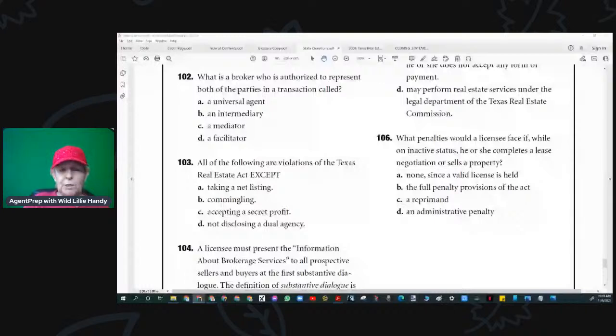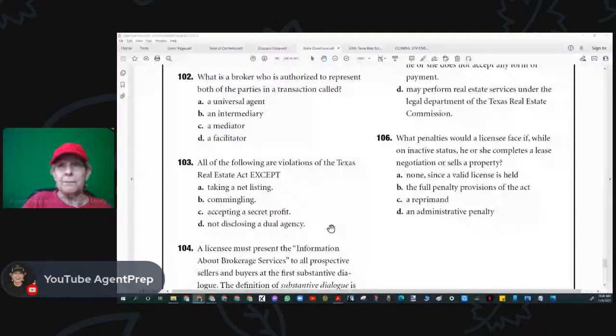Okay, Deborah says 102B. Anybody else? And yes, that is correct. Intermediary, because that broker represents the buyer and the seller through the appointment of a buyer agent and a listing agent. Very good.